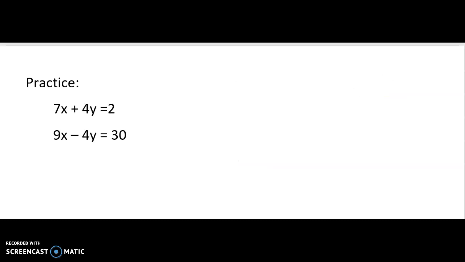Okay, we have another practice problem. It looks very similar to the first one that we just worked through. If you think you have a good handle on this, go ahead and pause and try working it. If not, I will walk through it step by step with you.